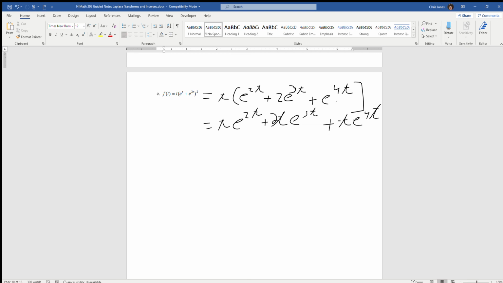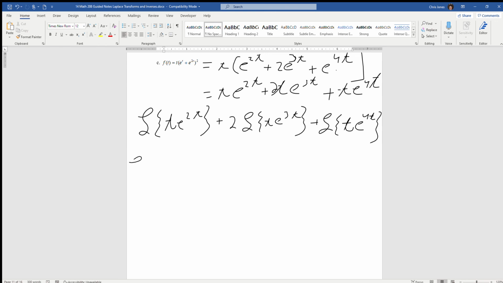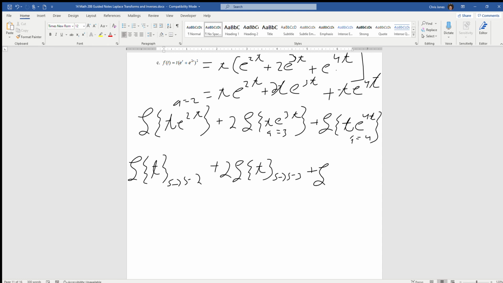And now we can find the Laplace transform of each of those individually, and then take the first translation theorem on each one. So we're going to have Laplace of t e to the 2t plus 2 Laplace of t e to the 3t, and then finally plus Laplace of t e to the 4t. Now another way to write this is Laplace of t as s approaches s minus 2, since in this one we have that a is equal to 2, plus 2 Laplace of t as s approaches s minus 3, since in this one a is equal to 3, and then, not surprisingly, in the last one, plus the Laplace transform of t as s approaches s minus 4.